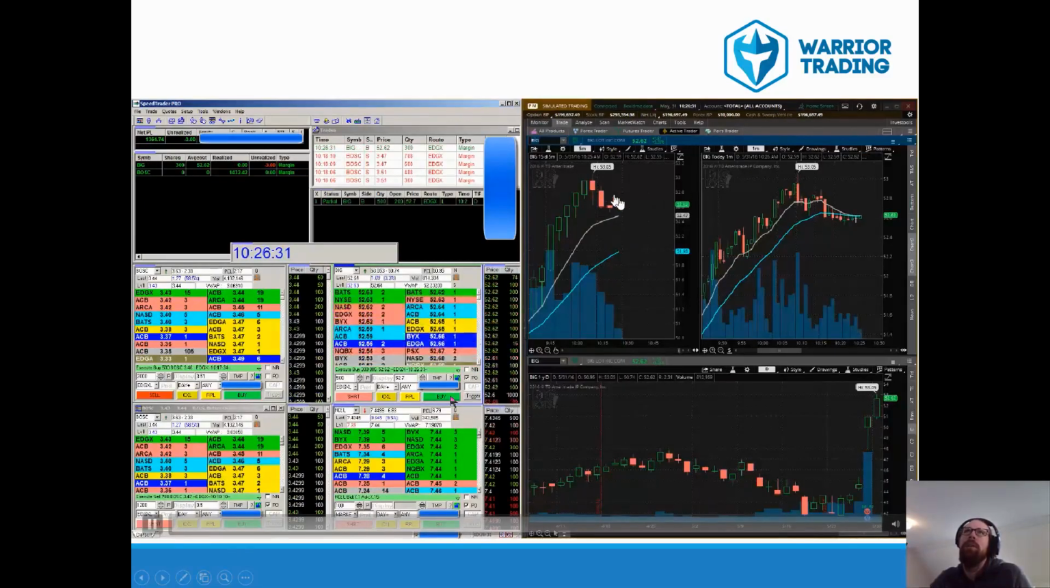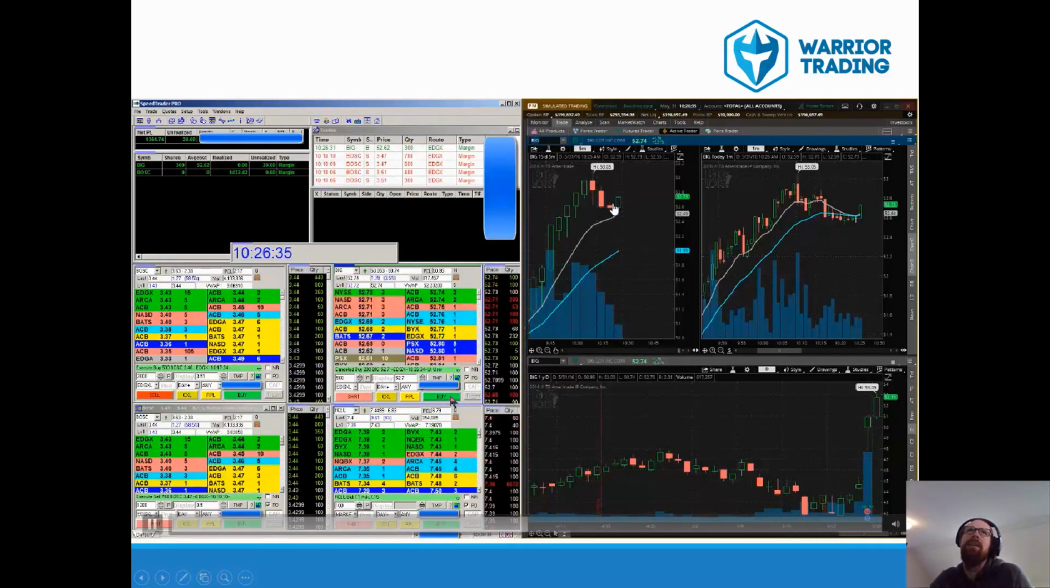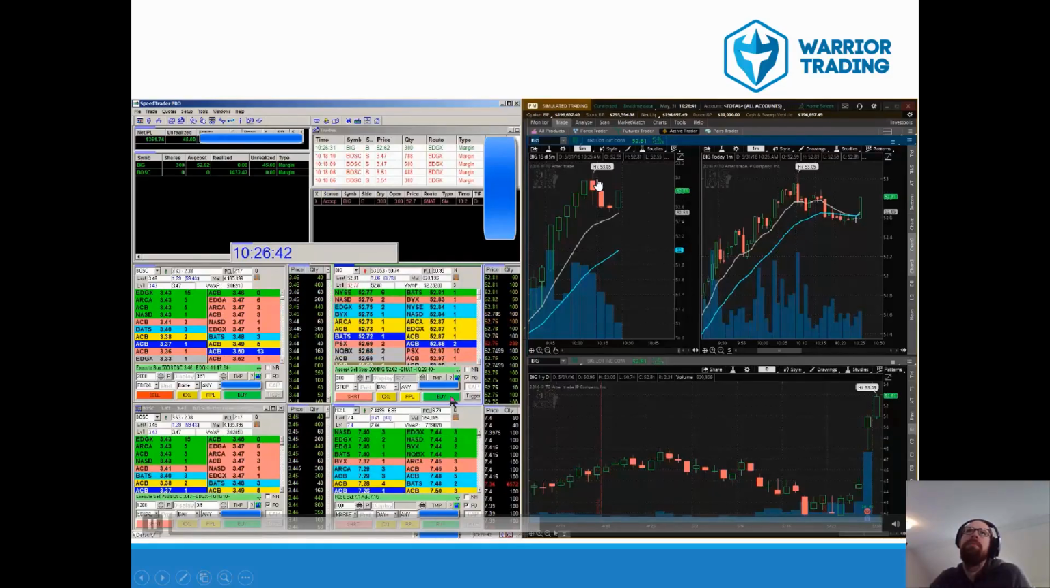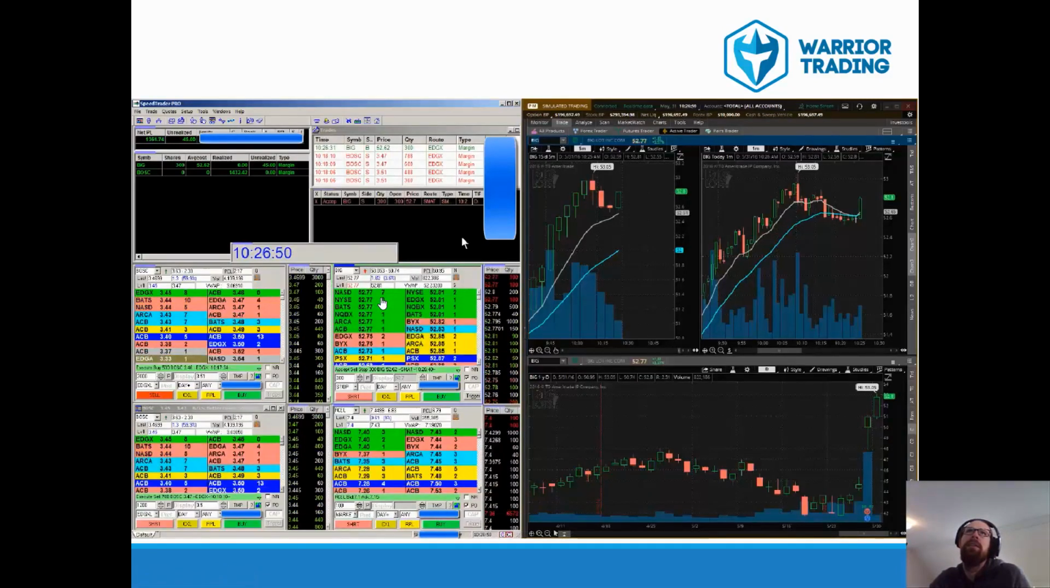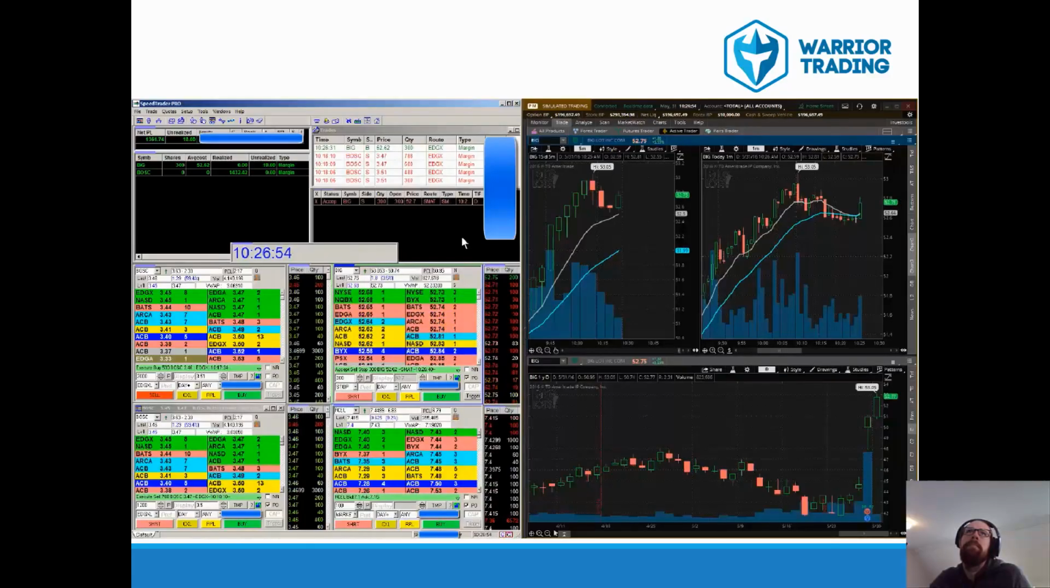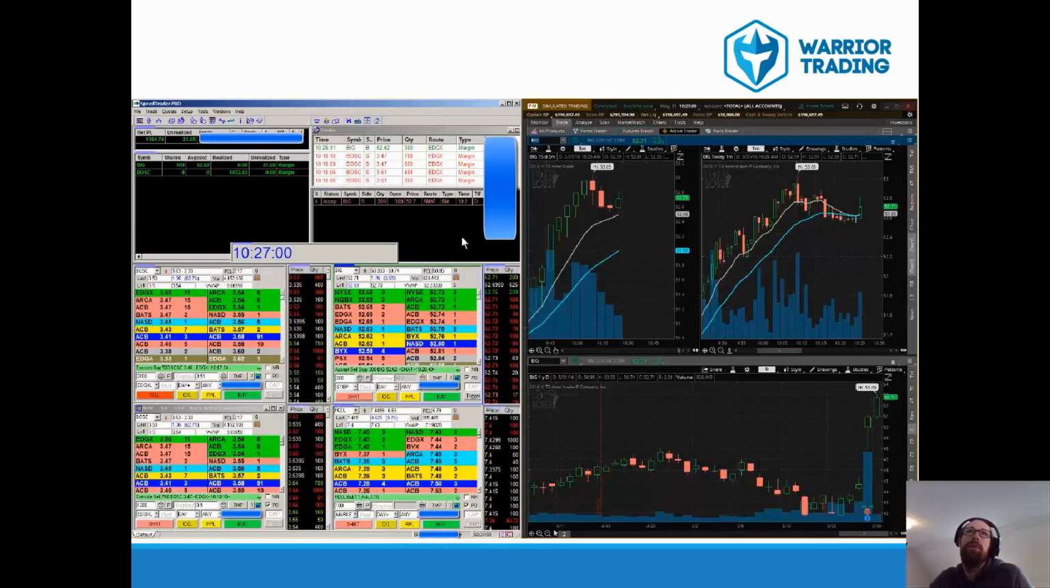I missed my short, but I get long here for the first 5-minute candle to make a new high. My target is high of day, 53. So I'm in at 52.62 and I'm immediately up 15 cents. At this point, I could put a stop at break even. Stop at break even.